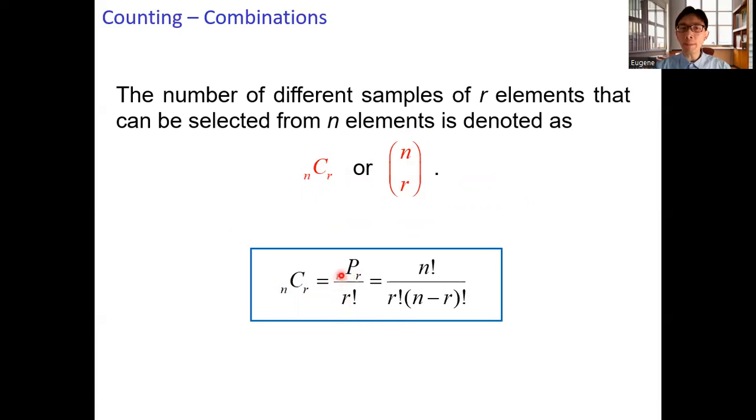Recall the formula of nPr. nPr is equal to n factorial divided by (n minus r) factorial. Together with the denominator here with the r factorial, nCr is equal to n factorial divided by r factorial times (n minus r) factorial.